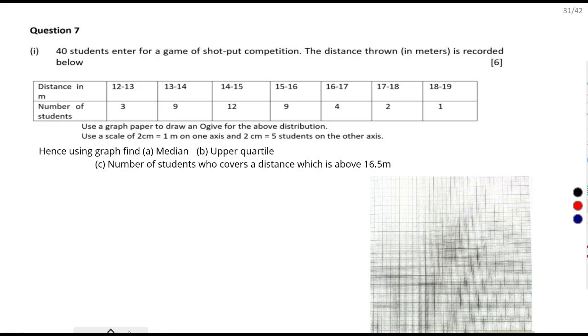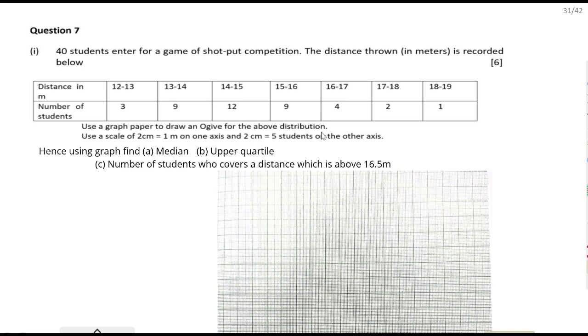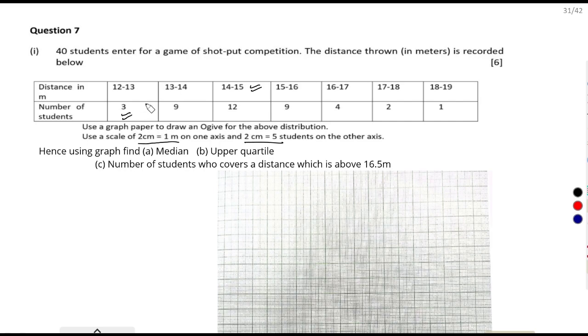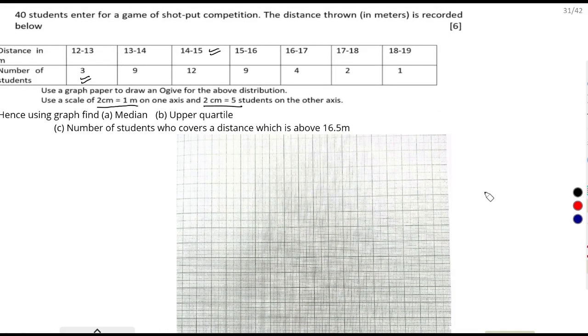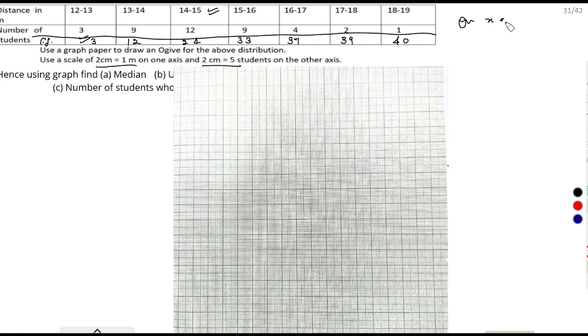Question number 7, first part, it is from ogive. Use the graph paper to draw an ogive for the above distribution. Scale: 2 centimeter is equal to 1 meter on one axis and 2 centimeter is equal to 5 students on the other axis. First of all, calculate cumulative frequency. On x-axis, 2 centimeter is equal to 1 meter and on y-axis, 2 centimeter is equal to 5 students.